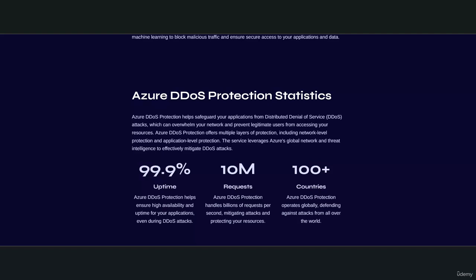Uptime. Azure DDoS Protection helps ensure high availability and uptime for your applications, even during DDoS attacks. Requests. Azure DDoS Protection handles billions of requests per second, mitigating attacks and protecting your resources. Countries. Azure DDoS Protection operates globally, defending against attacks from all over the world.